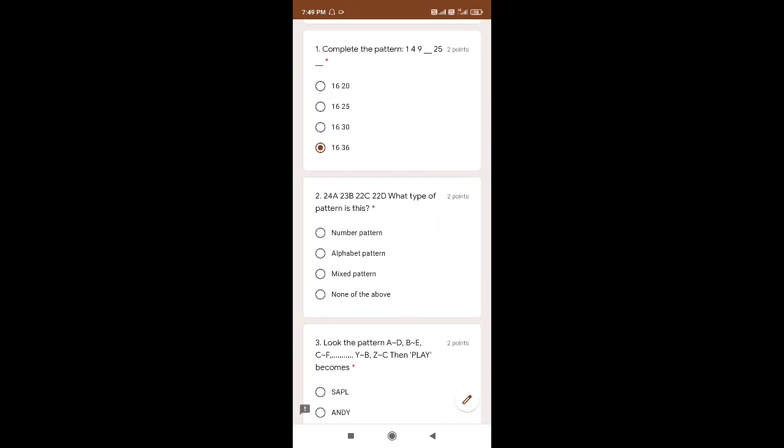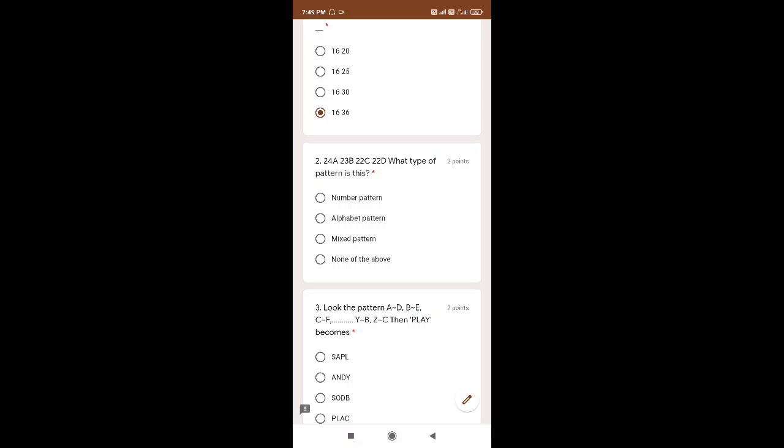Then come to question number 2. 24A, 23B, 22C, 22D. What type of pattern is this? So here the pattern is a mixed pattern, because here alphabets are here and also some numbers are here. A pattern which is a mix of numbers, alphabets or figures will be called a mixed pattern. So this is an example of a mixed pattern.